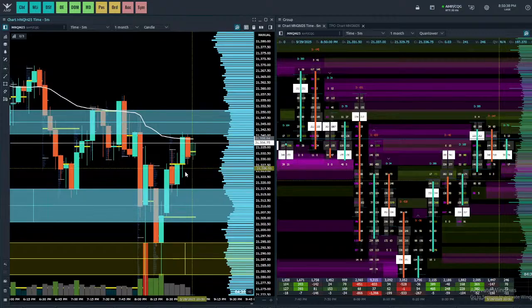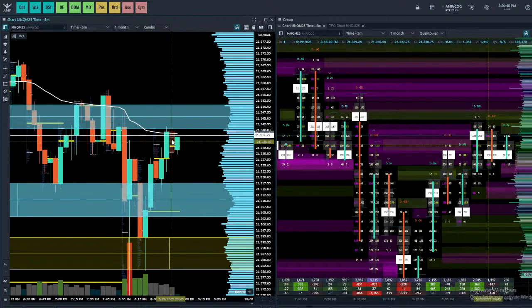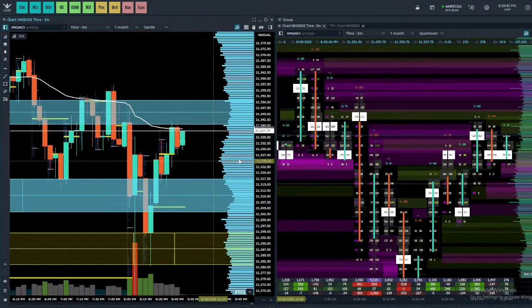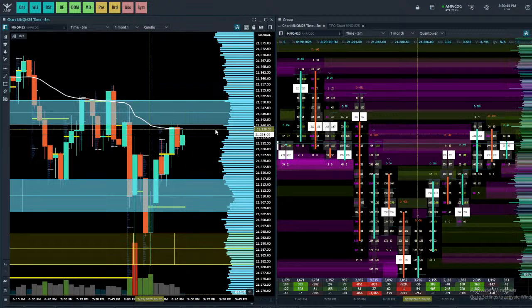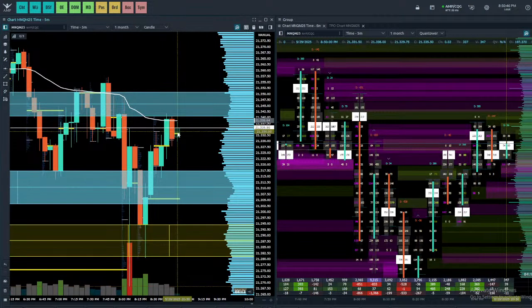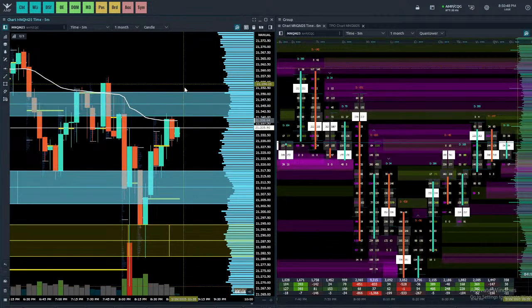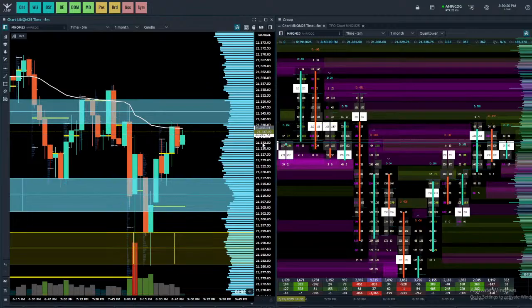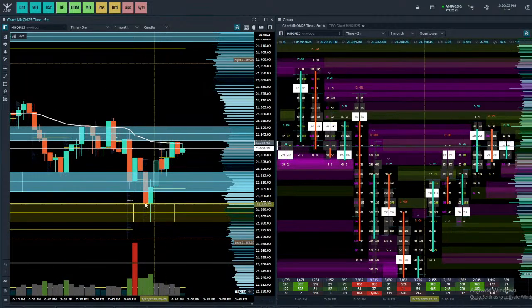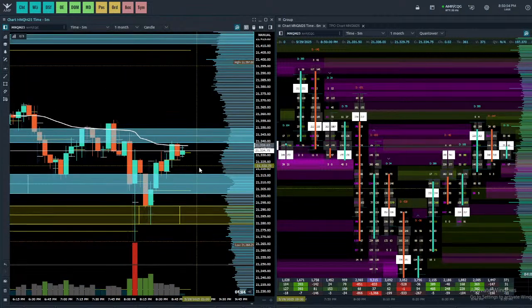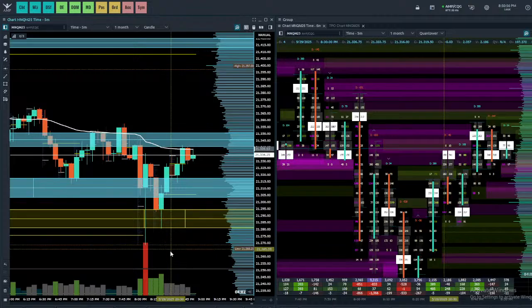I'm looking for a change of structure to the upside, and a lot of people might be looking for sales right now, but I'm not really looking for sales, depending on how price reacts right here. If we stay above and break up, okay, I'm looking for a change of structure to the upside. It's a lot of selling pressure down here. I mean, it's a lot of buying pressure right here.